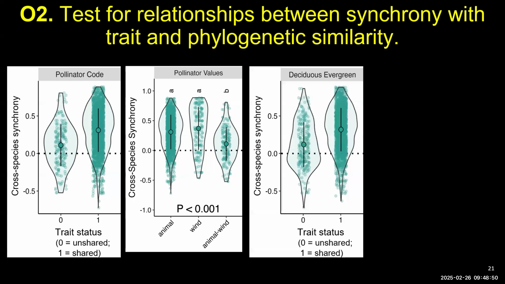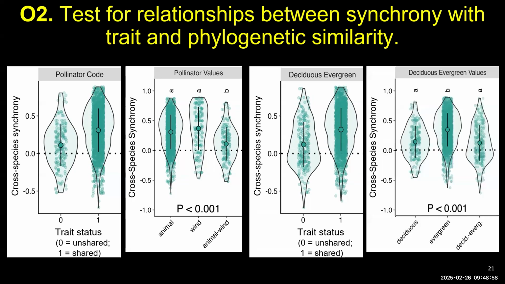We could also look at deciduous and evergreen. So again, if they have the same trait, they're more synchronous than if they're different. And in this case, we find that if both species in the pair are evergreen, they are more synchronous than if any deciduous species is involved at all. So it's not always just whether the trait is the same or different, but sometimes it's also looking at those traits a little bit more.